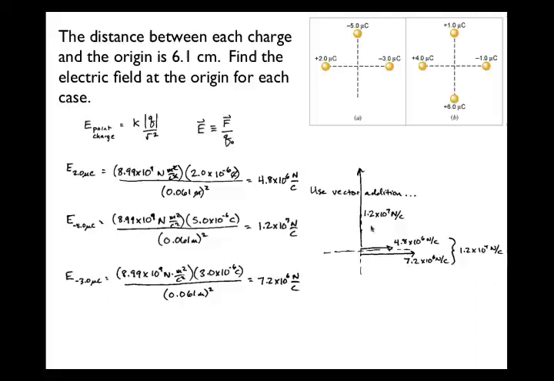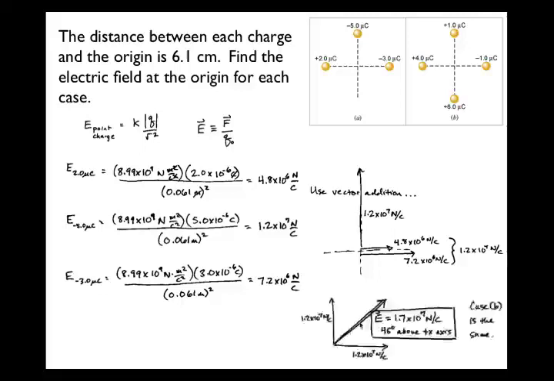I actually have a situation where I have a vertical and horizontal component that are equal to each other. And so the overall electric field is the vector sum of those two. And you can use the Pythagorean theorem to deduce that it's about 1.7 times 10 to the 7th newtons per coulomb. And it's oriented at 45 degrees above the x-axis because the vertical and horizontal components are equal to one another. Again, we've already thought about it, and we know just from inspection that case B is the same magnitude.